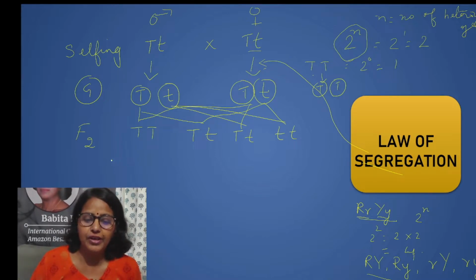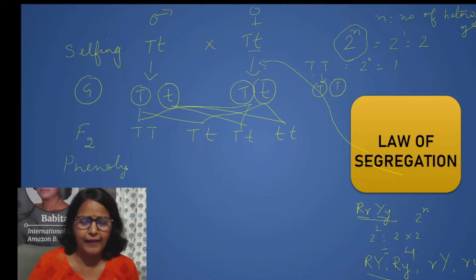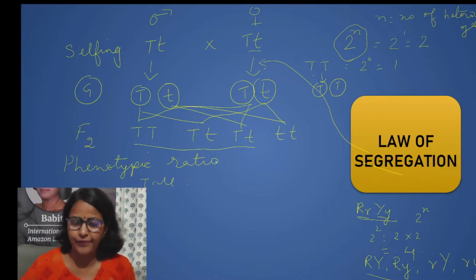Now in F2 generation we get phenotypic ratio. Phenotype, do you remember? The one which we can see with our eyes. These 3 are tall. So tall is to dwarf is 3:1. This is the phenotypic ratio.